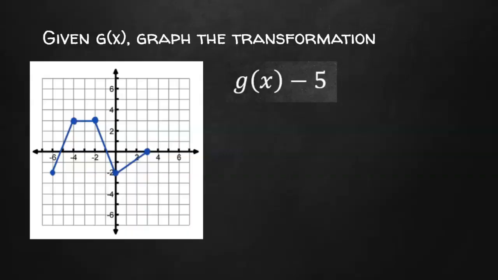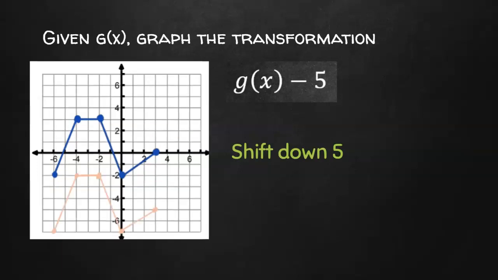Okay, so in this question, we're going to be given a graph, and we want to graph that transformation. Notice that the transformation is happening outside of your g of x function. So if it's on the outside, it affects your y's. It's a vertical transformation. And it's a minus 5, so you're actually going to go down 5. So every single one of those points in your original function are going to be shifted down 5 units.